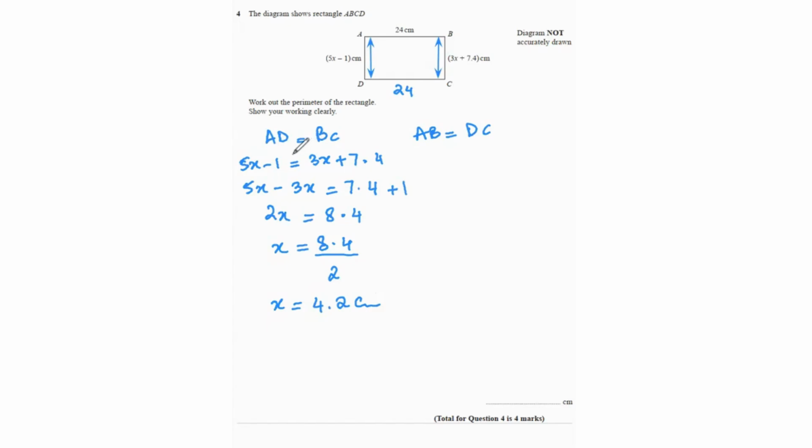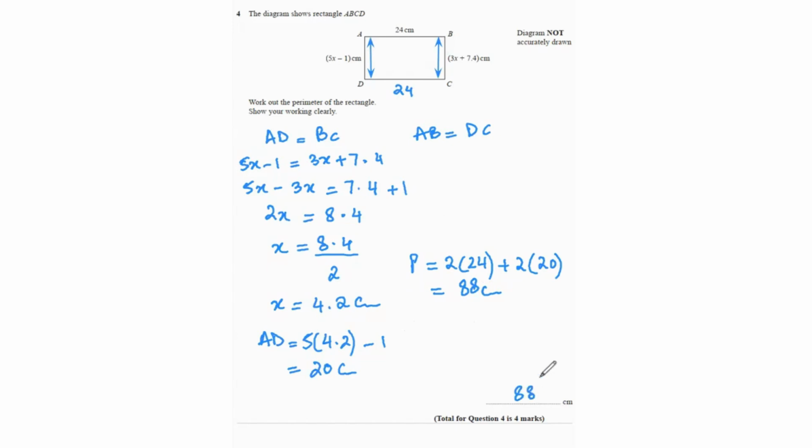Now to work out the perimeter, if you find the length of AD, that's 5 times 4.2 minus 1, which gives us 20 centimeters. So the perimeter is going to be 2 times 24 plus 2 times 20. And that's 88 centimeters. So very simple question.